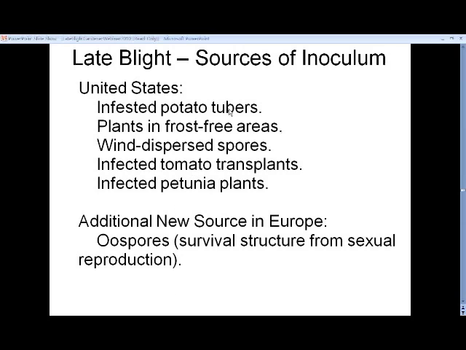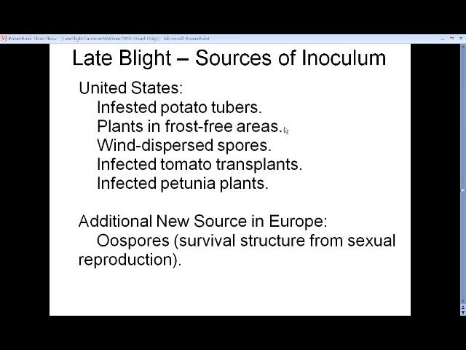In the United States, our primary source has been infested potato tubers. It's an obligate pathogen. It can survive on potatoes and be in the soil and come up in the spring. Those potato tubers, if they survive the winter and they grow, pathogens can be infected. The pathogen can be growing on that plant tissue, and that can be the start of disease development.